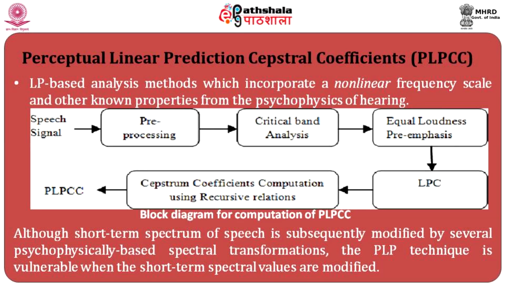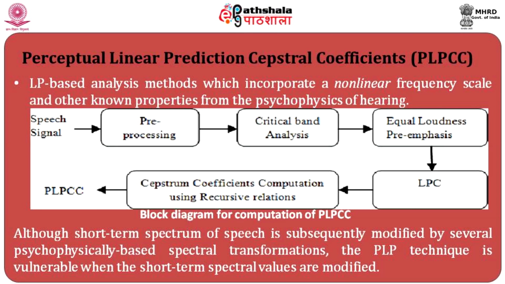Now we'll move on to another kind of approach, which is perceptual linear prediction cepstral coefficients. Perceptual linear prediction is one of the LP-based analysis methods which incorporate a nonlinear frequency scale and other known properties from the psychophysics of hearing. In PLP, Fourier transform is applied to compute the short-term power spectrum, and the perceptual properties are applied while the signal is represented in a filter bank.